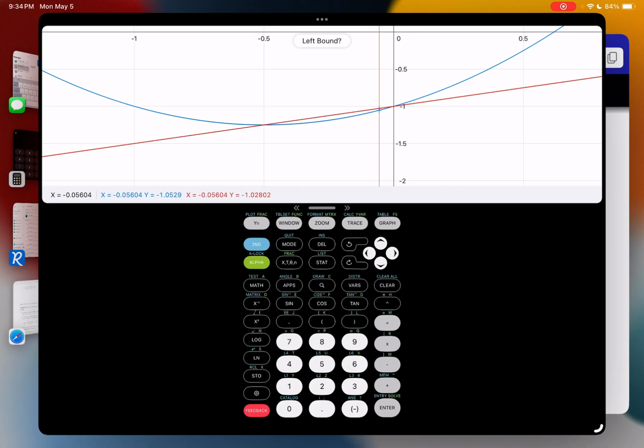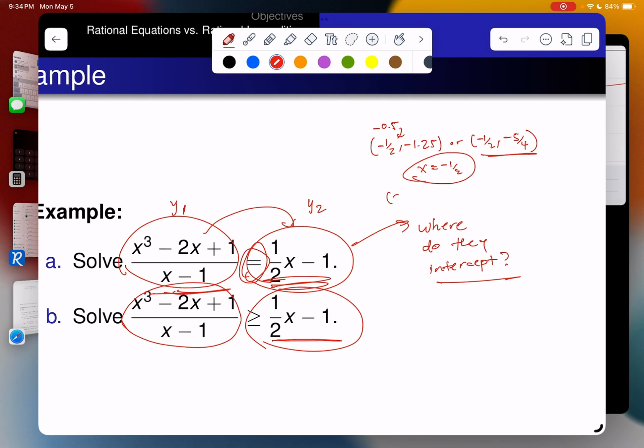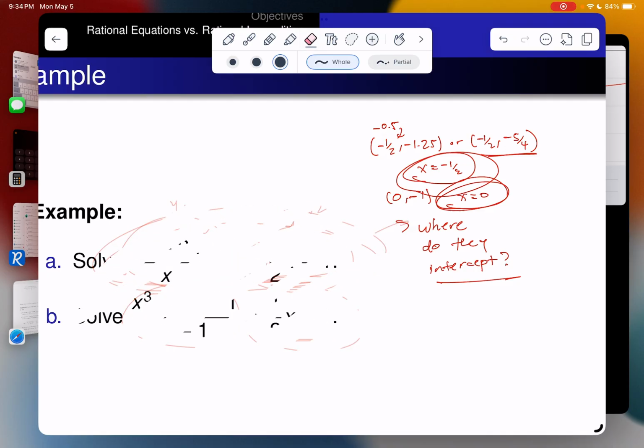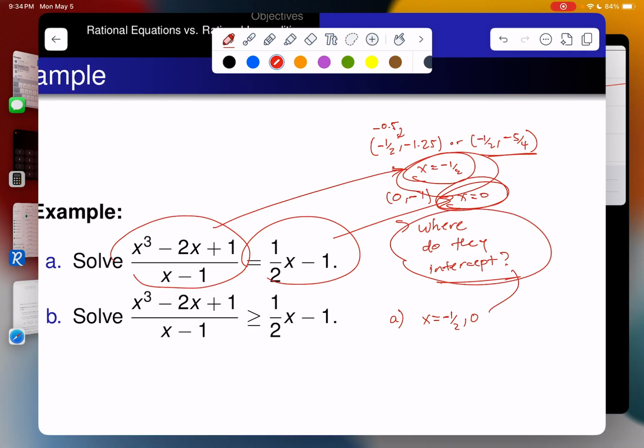Yours will say first curve, second curve, guess. So you just put it really close. You don't have to worry about if you're to the right or left. And I'm going to get 0, -1. So the x value is 0. So there's two solutions to this. When you figured out where this equation equals this equation, they equal each other at -1/2 and at 0. So part A, the solutions are x equals -1/2 and 0. And all I did was figure out where they intersect.